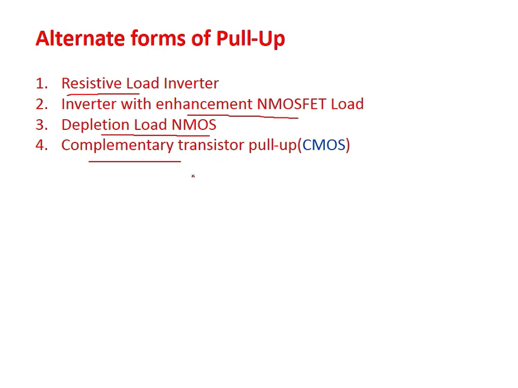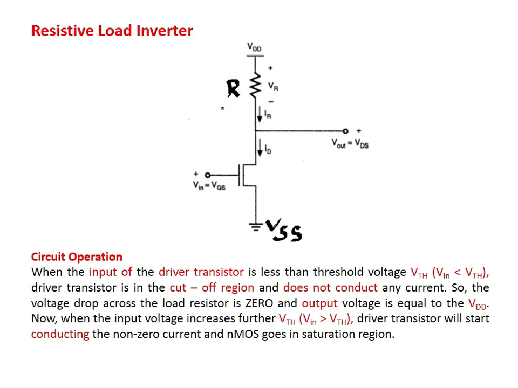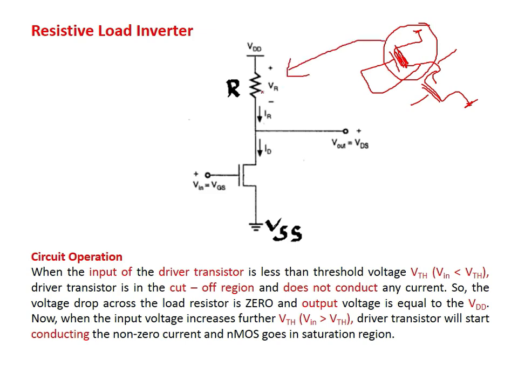So the first one is the resistive load inverter. If you observe, this is the NMOS inverter as we have discussed previously. Here it is a depletion mode NMOS, here it is VDD, this is ground, here it is the input, and this is the output. This is the depletion load inverter or NMOS inverter. Here the pull-up network is now replaced with a resistive load.